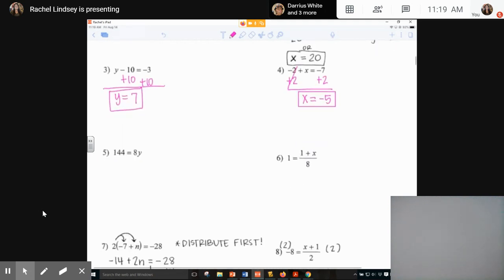Okay. Number 5 is also a one step. What do I have to do? What's my one step? Divide by 8. So what does y equal? What's 144 divided by 8?